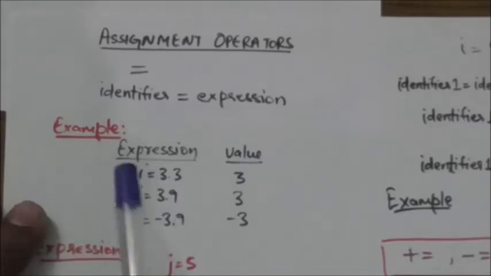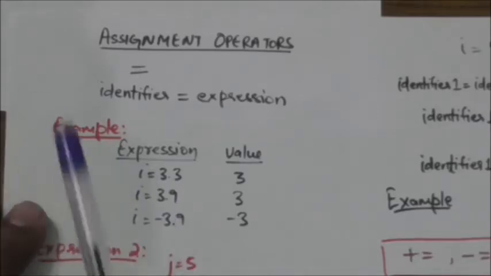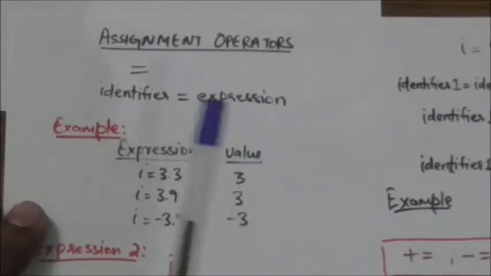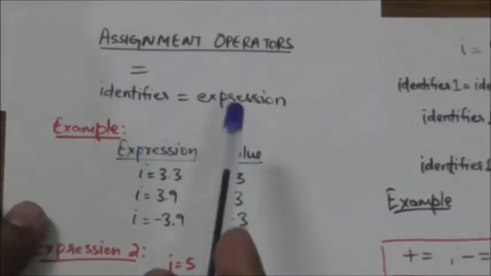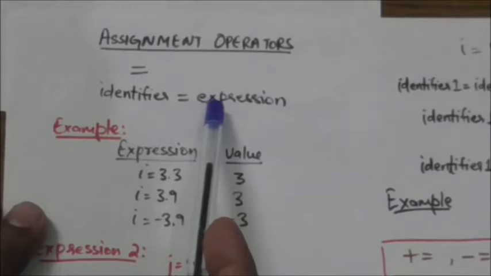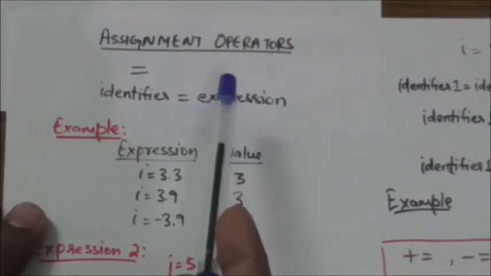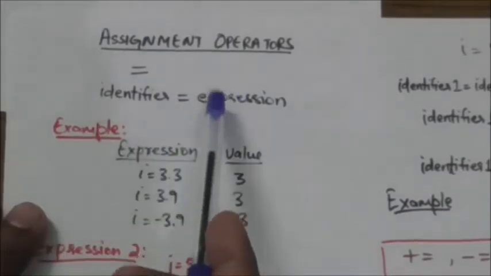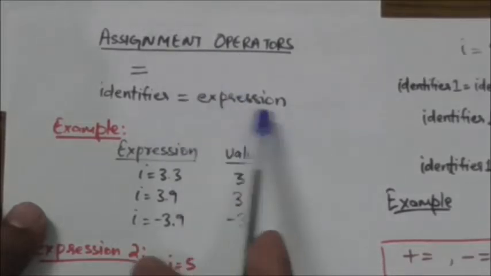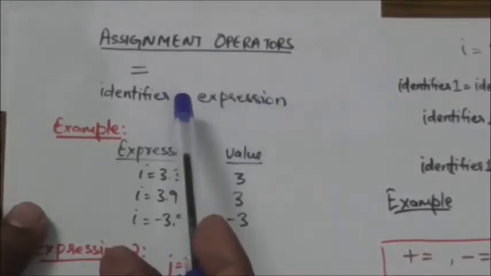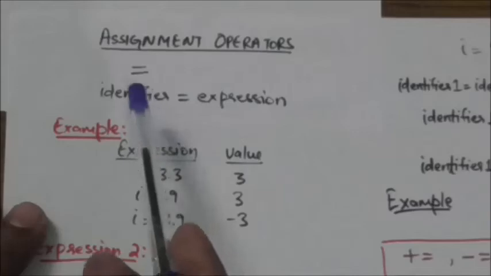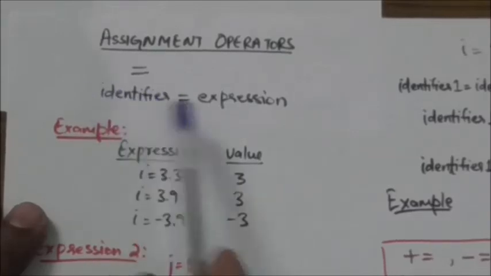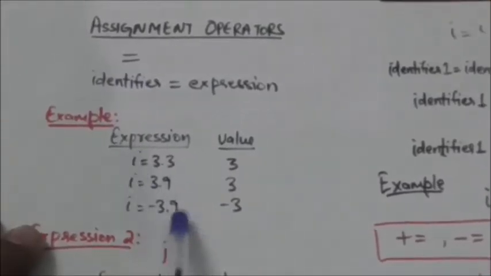If the two operands in an assignment expression are of different types, then the value of the expression on the right hand side, that is the right hand operand, will be automatically converted to the type of the identifier on the left. It will be clear after this example.